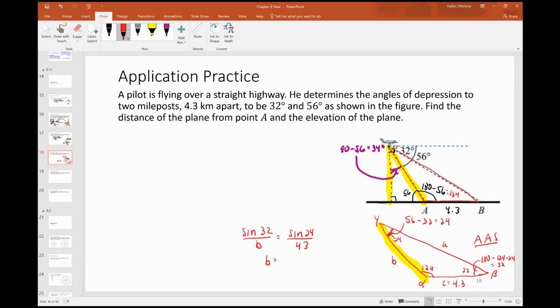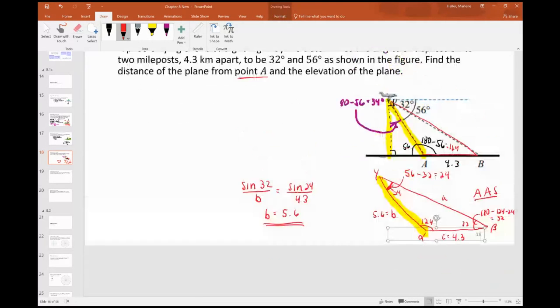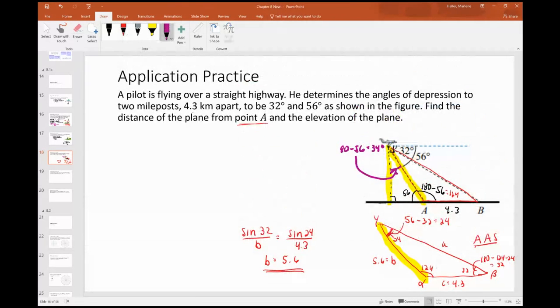Putting that in the calculator, we get 5.6. Okay, well good, we just found one of the things. We found the distance from the plane to point A. That was 5.6. Now we need to find the altitude of the plane, or how high it is. So let's redraw. Let's pull out that right triangle and see if we can work with that.